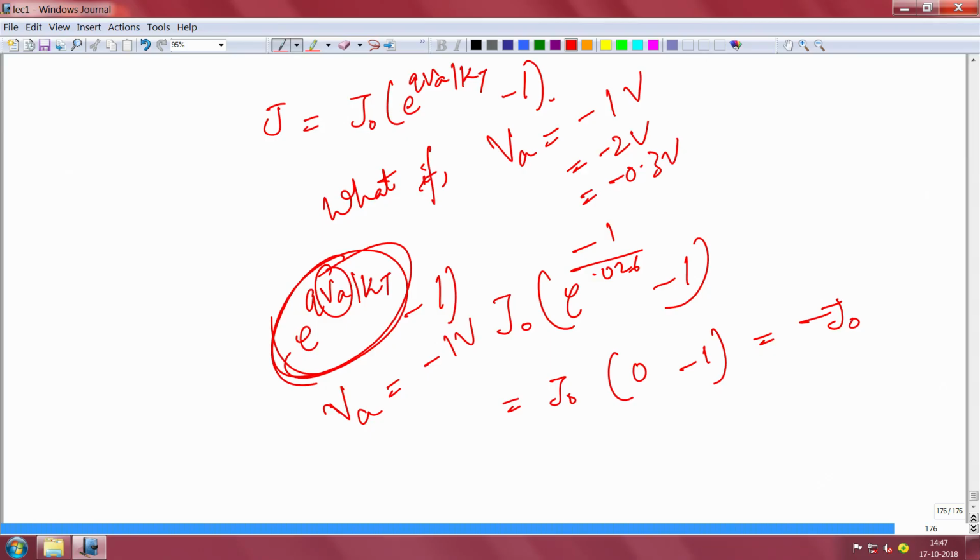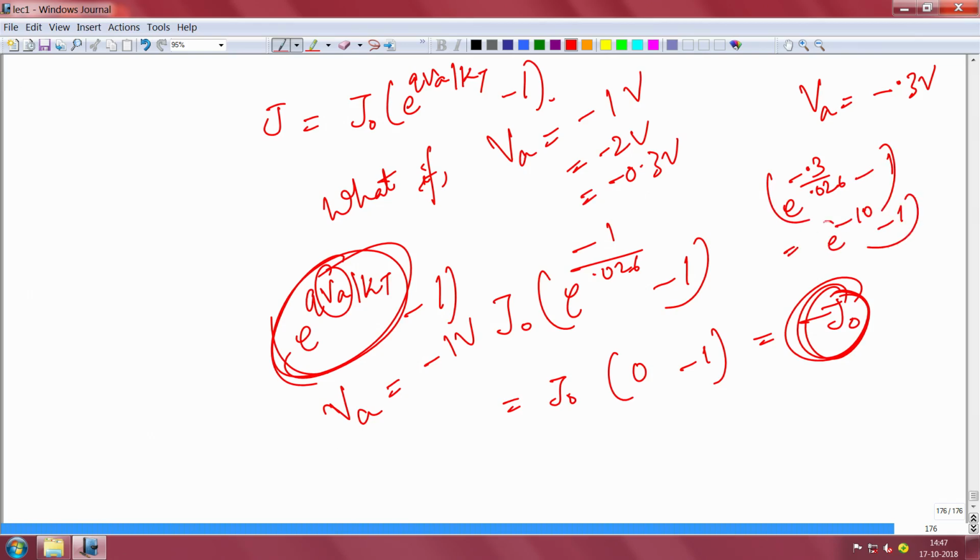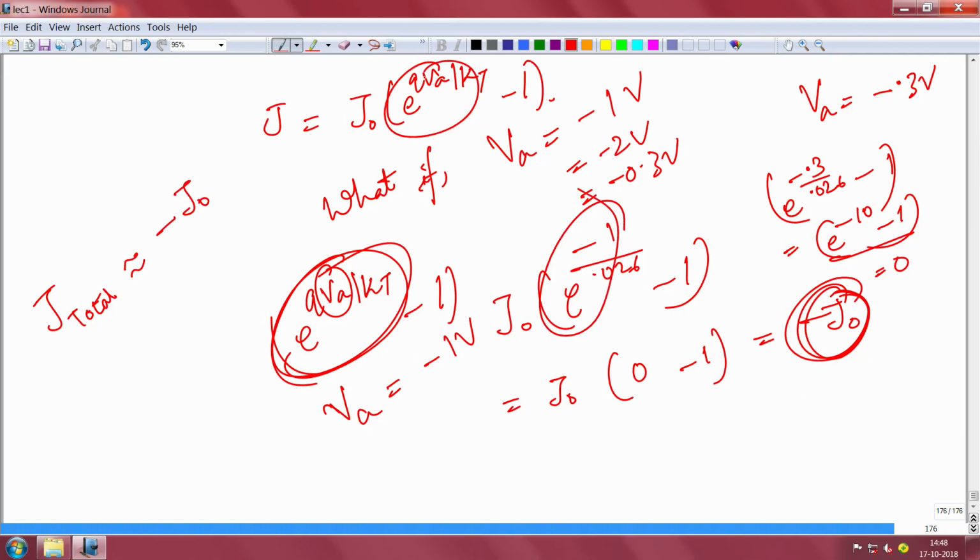Which means at reverse bias voltage, the total current in the diode is actually minus J naught, which is the reverse bias saturation current. Of course, even if your V_A is a very small negative, say minus 0.3 volt, that will be e to the power minus 0.3 by 0.026, that is like e to the power minus 10, minus 1, which is 0 almost. So, essentially in reverse bias, J total is almost equal to minus J naught, because this term becomes very small, almost 0.